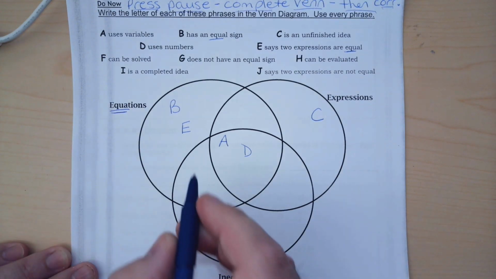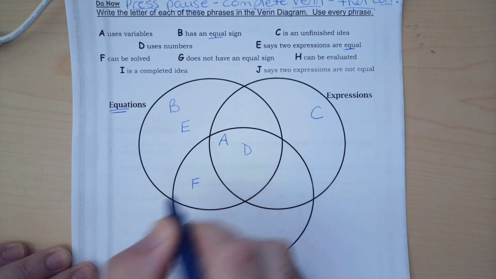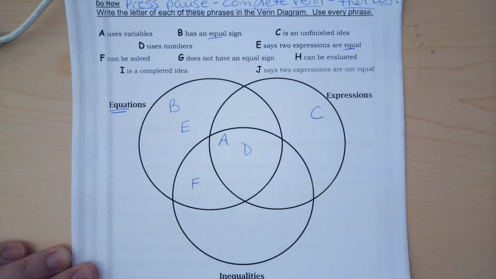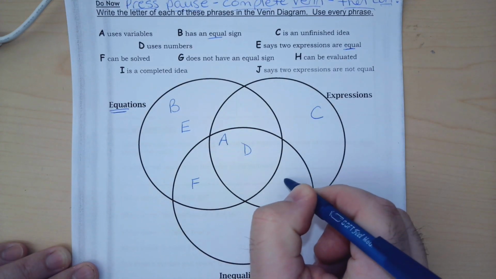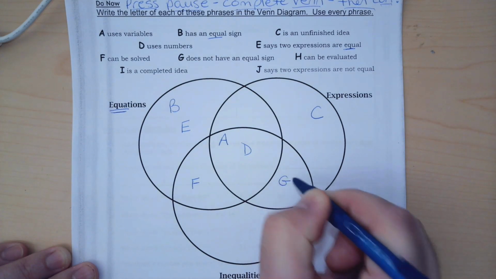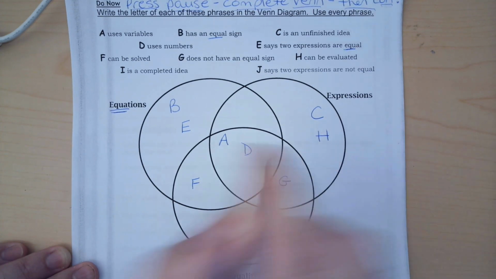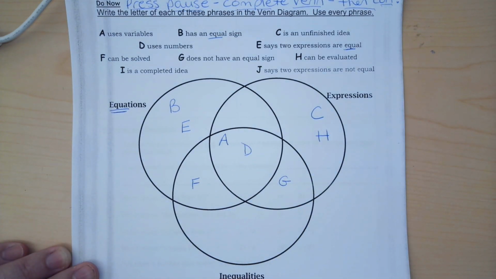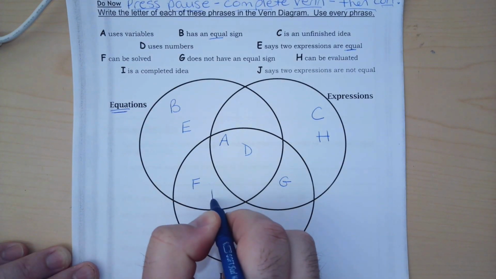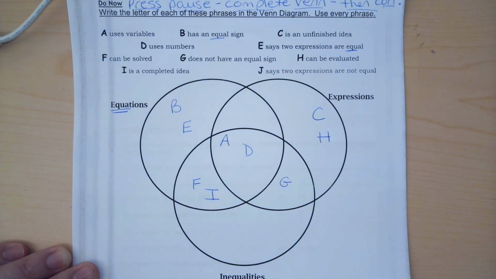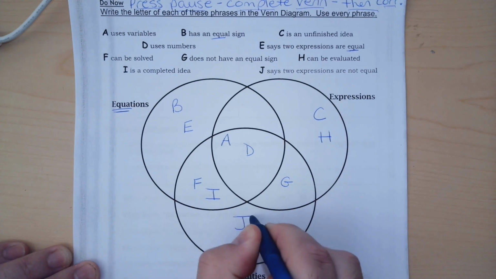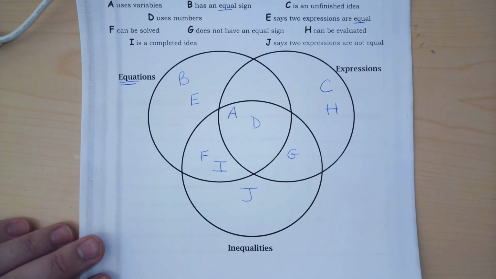Can be solved. Equations and inequalities can be solved. Does not have an equal sign, so inequalities and expressions don't have an equal sign. Be evaluated, that would be expressions. Is a completed idea, that would be equations and inequalities. And it says two expressions are not equal, that would be your inequalities.